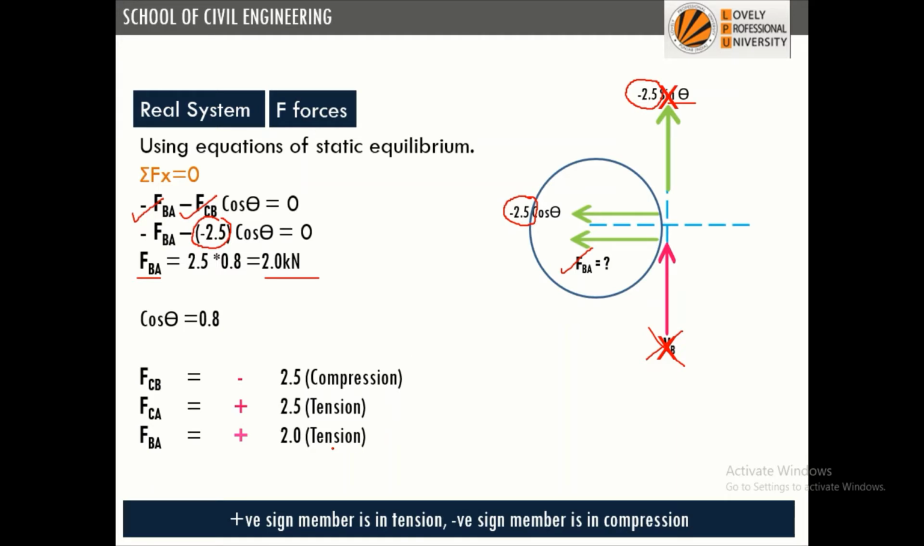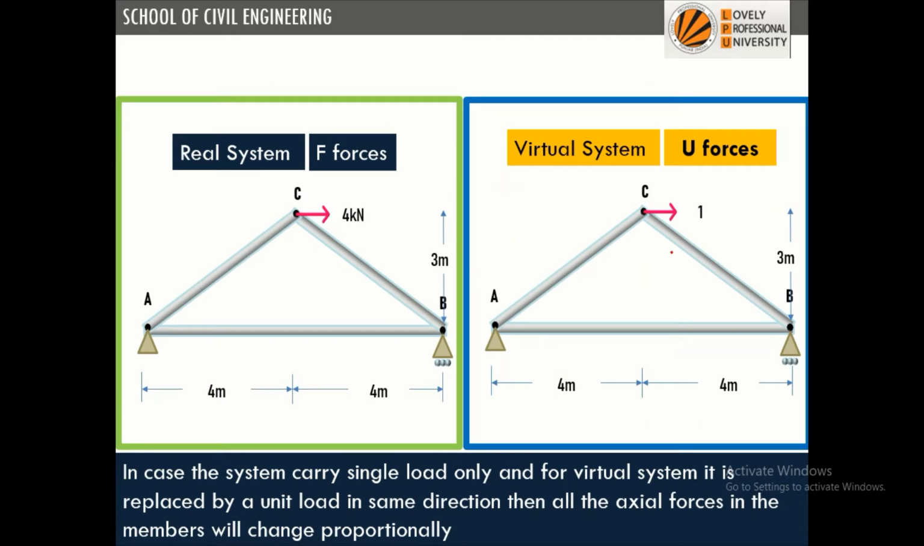So positive sign means the member is in tension, as we already assumed the FBA value to be tension. This arrow indicates the member is in tension, and since we got a positive value, it means our assumption is correct. The direction of force in the member is as we assumed. So now once the real system is done, we have calculated forces in all the three members. Now we have to calculate the U forces, small u forces.